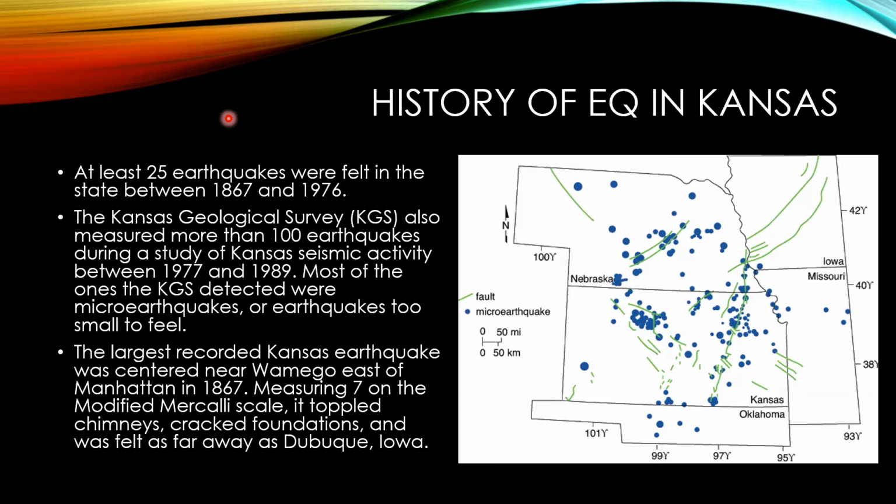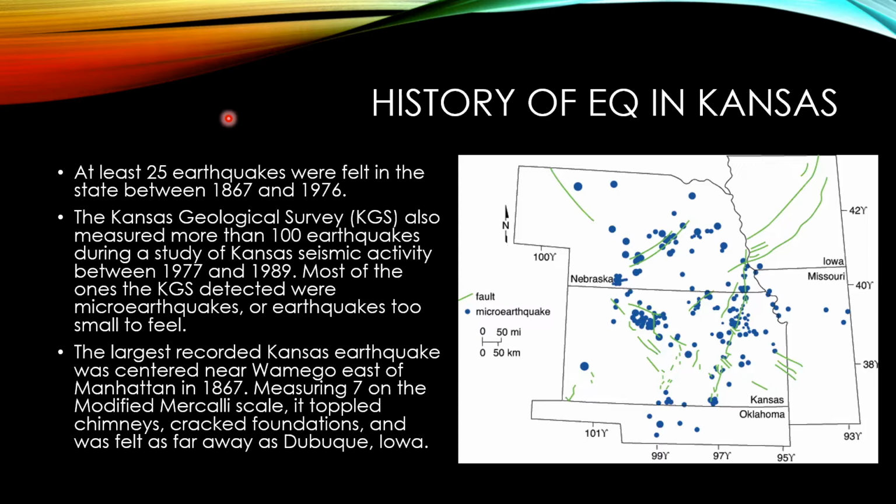The largest recorded Kansas earthquake was centered near Wamego, east of Manhattan, all the way back in 1867. So this was not during their recording over this 12-year period. It measured a 7 on the modified Mercalli scale and toppled chimneys, cracked foundations, and was felt as far away as Iowa. So we do have earthquakes in Kansas.